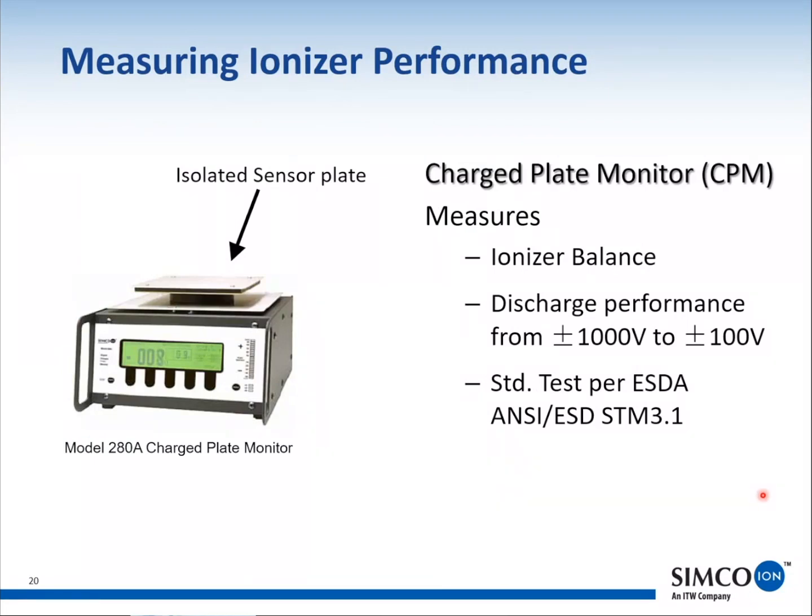The qualification test is typically done with what we call a charge plate monitor, or a CPM. This is the one we manufacture. It does both ionizer balance and also discharge performance. The discharge test is done from 1,000 volts to 100 volts, both positive and negative polarity. There is a very, very detailed specification description in this document if you're interested.